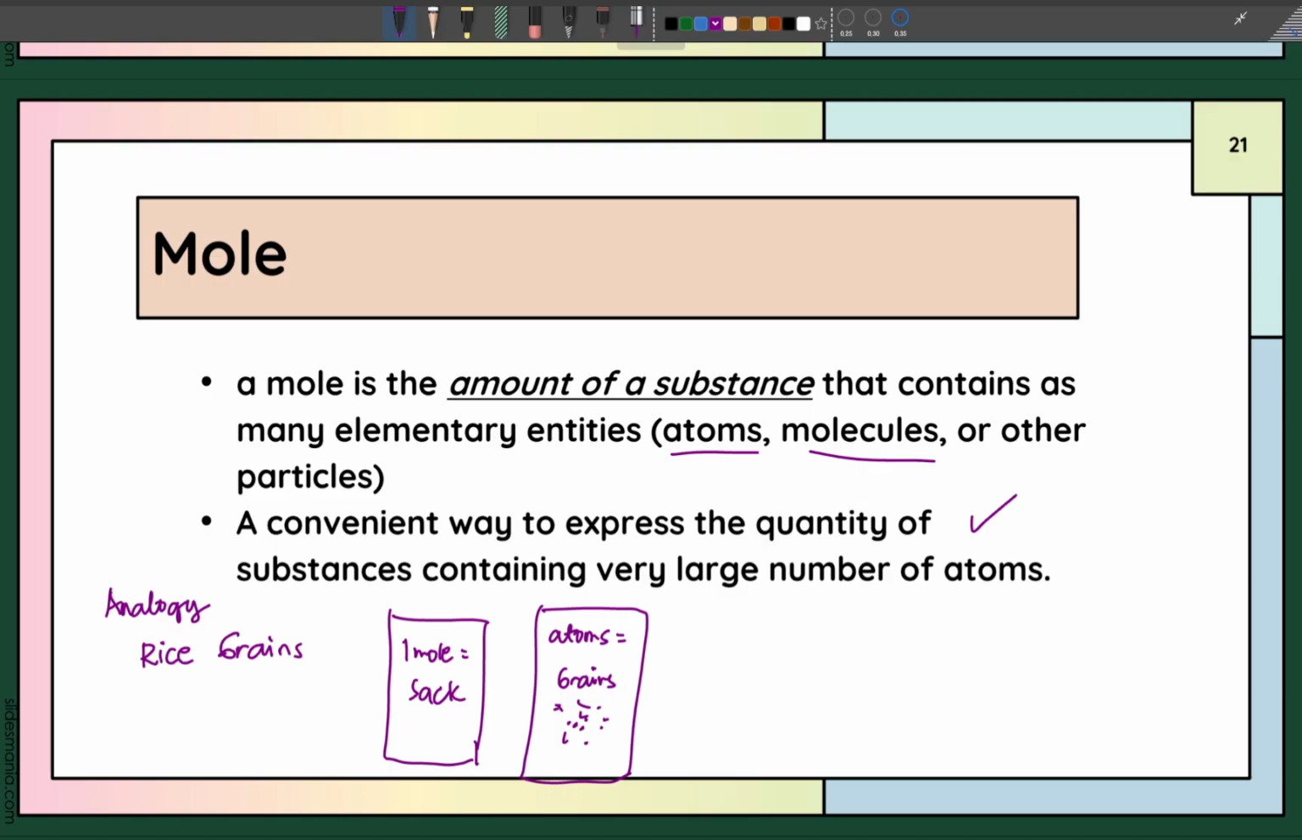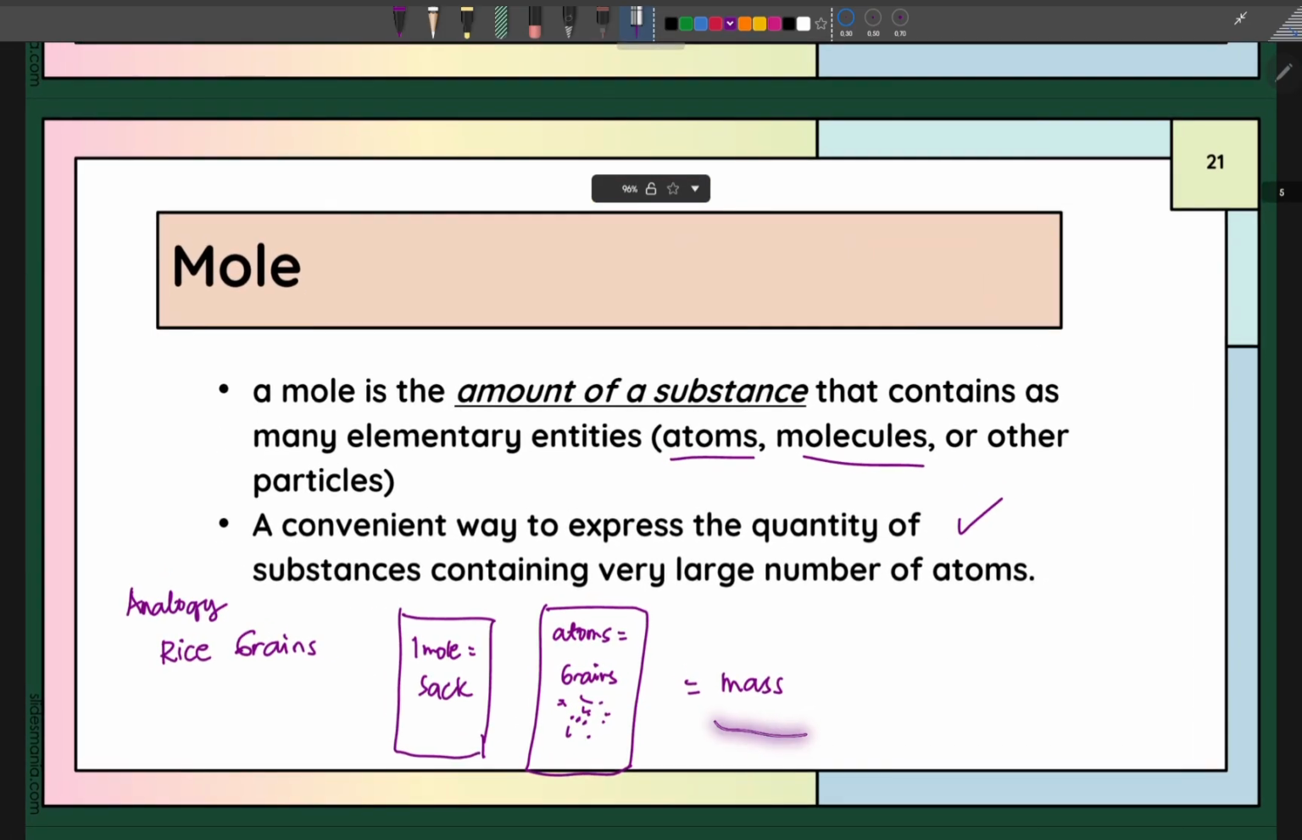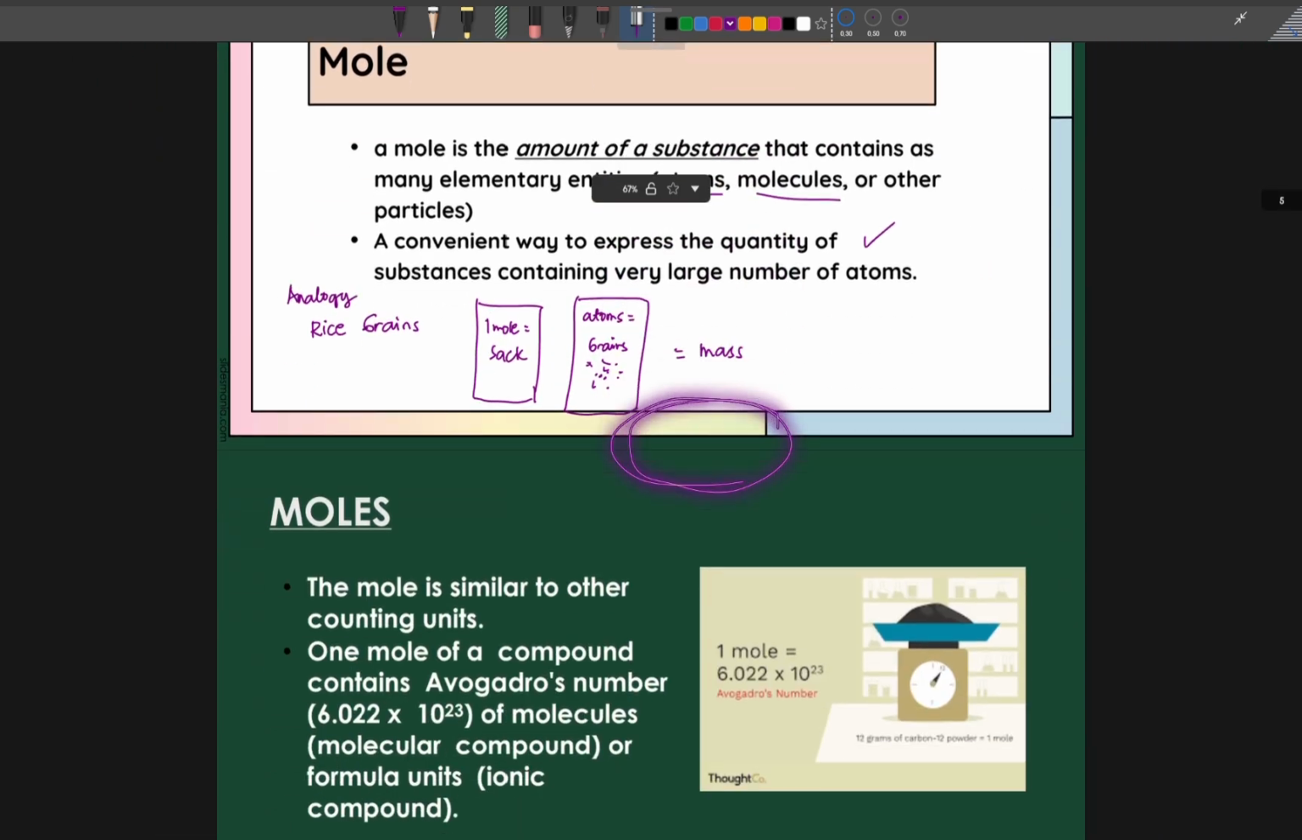And then, of course, it will have its mass, and the mass depends on what kind of grains are inside. That could be rice, or wheat, or cereals, and so on. So it's a convenient way to express quantity, again, because these particles or entities are very small. So we put them together. When we're talking about 1 mole of a substance, we're pertaining to the same number of atoms. It's like putting them in a basket. One basket is equal to this number of atoms.